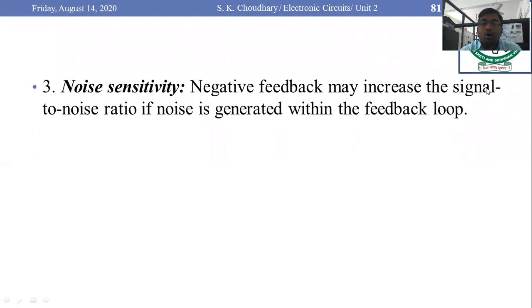Third advantage is what? Noise sensitivity. Negative feedback may increase the signal to noise ratio if noise is generated within this feedback loop. So signal to noise ratio would be improved, means the system would become more immune to noise. It could resist the noise far better than the basic amplifier.